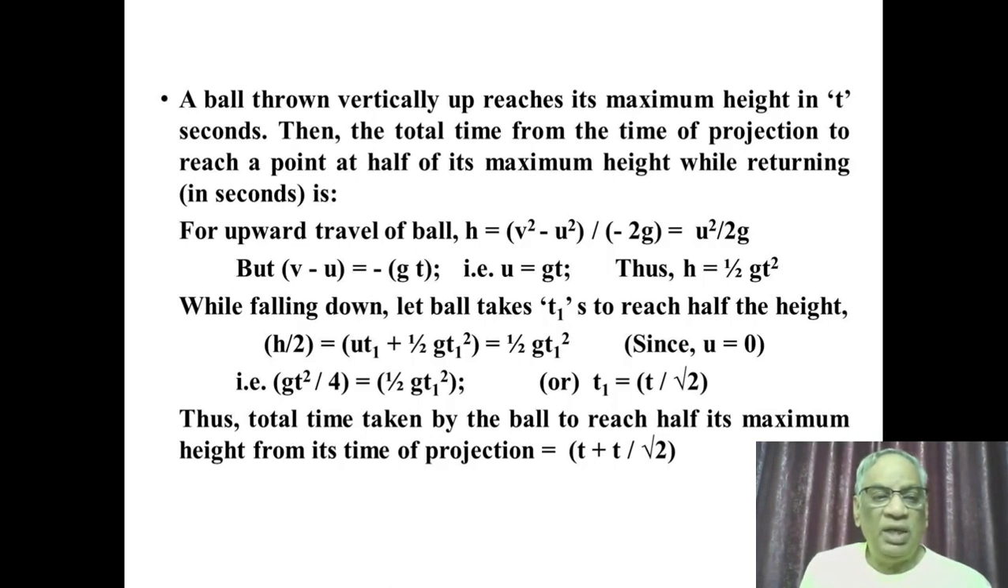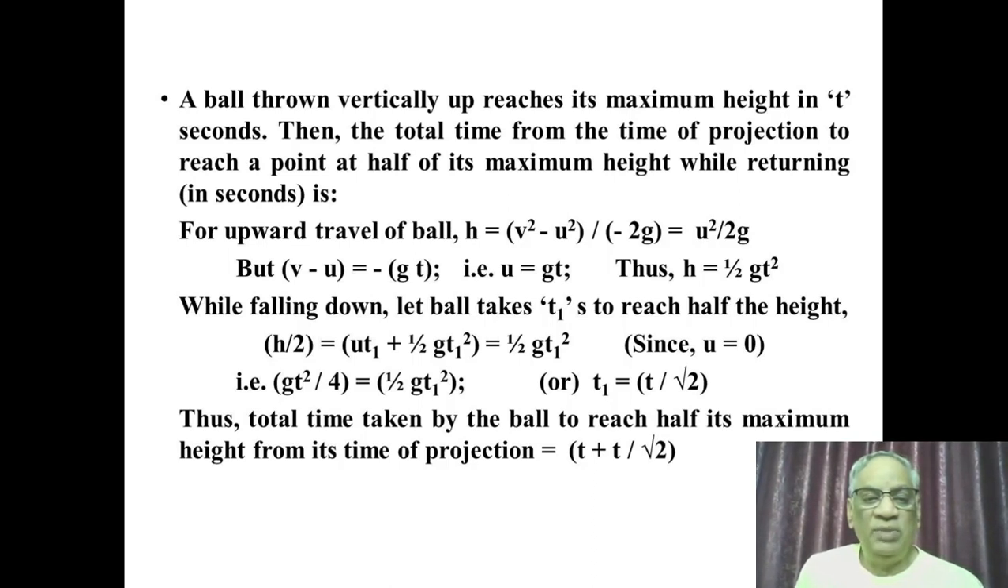So for the upward travel of the ball, the height is given by v square minus u square by minus 2g, because minus 2g is used as it is going upward. So it becomes, because v is 0, u square by 2g. But v minus u is equal to minus g t.